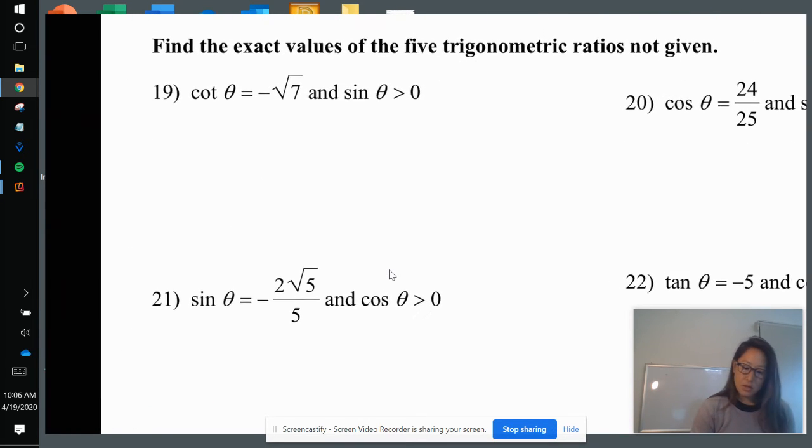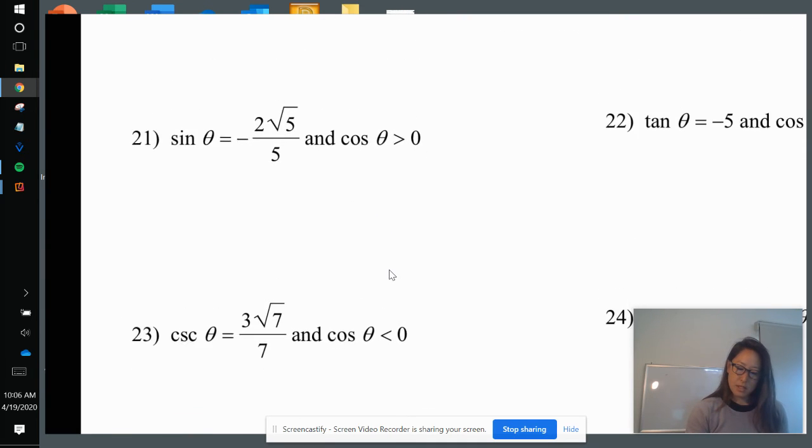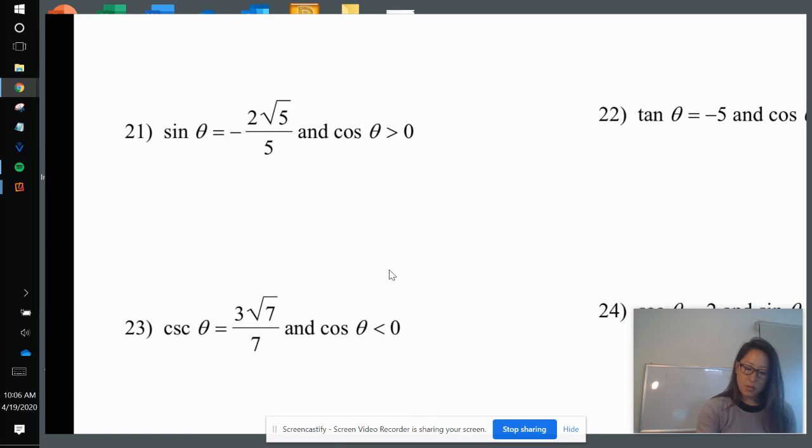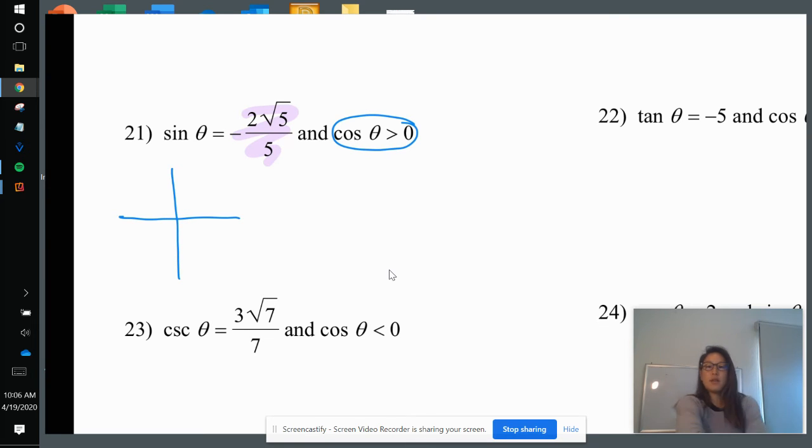We're going to do problem number 21. This time we have two pieces of information. One is the sine of theta is equal to negative 2 root 5 over 5, and the cosine of the angle is greater than 0. I'm going to start with this cosine theta is greater than 0.